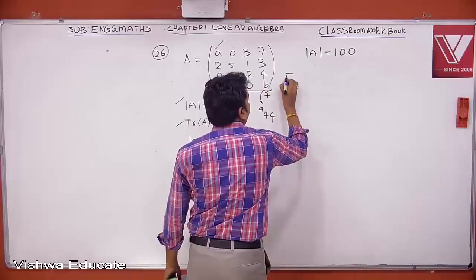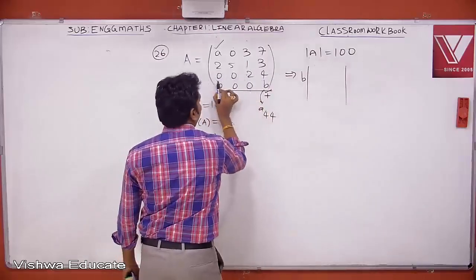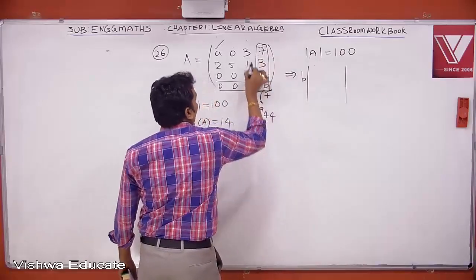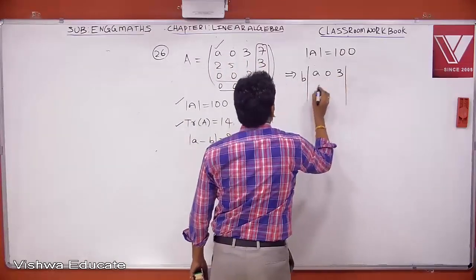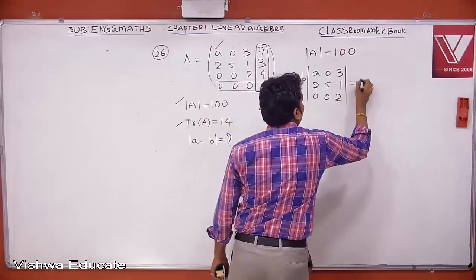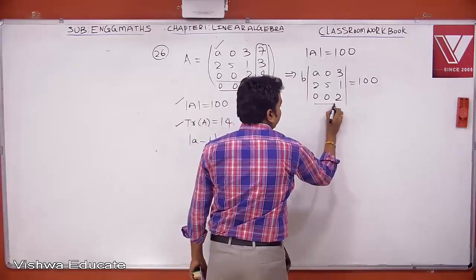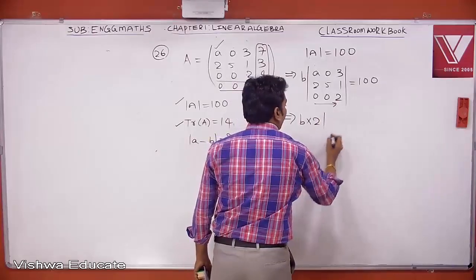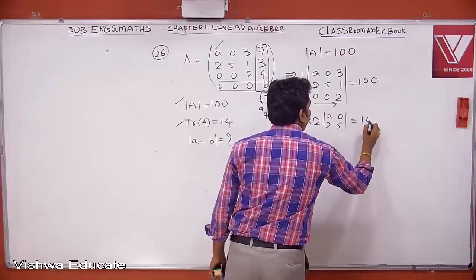So therefore this determinant is B times determinant of 3 by 3. Eliminate this row and this column. So we will get this 3 by 3 submatrix. So it is A, 0, 3, 2, 5, 1, 0, 0, 2. This is equal to 100. Now expand the value by using the last row again. So this implies B times 2 into det of A, 0, 2, 5 equal to 100.